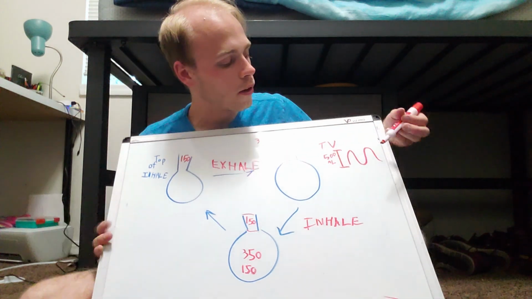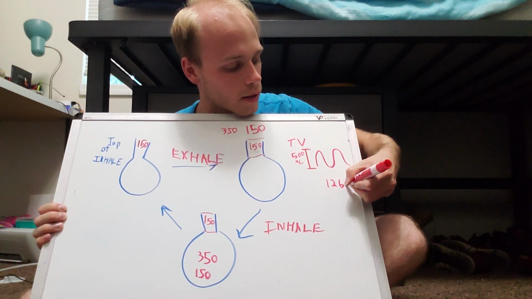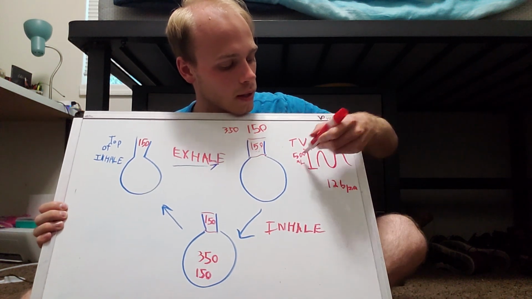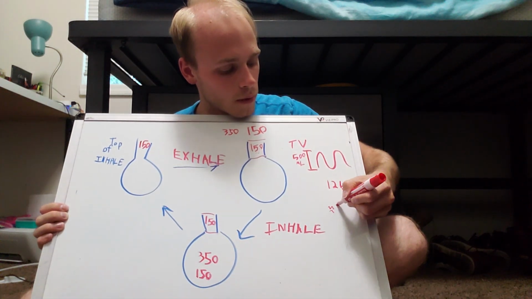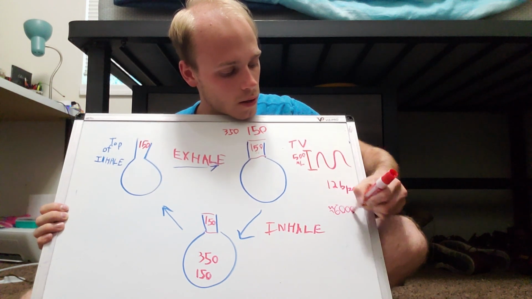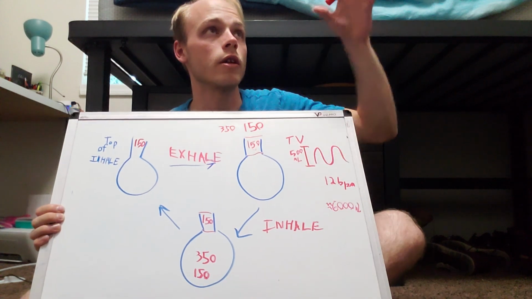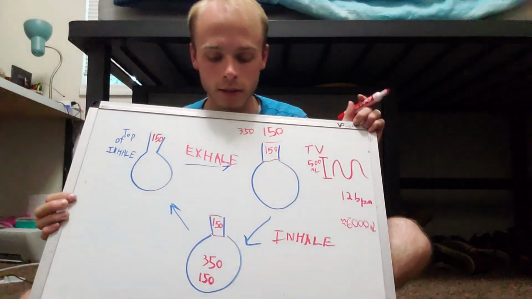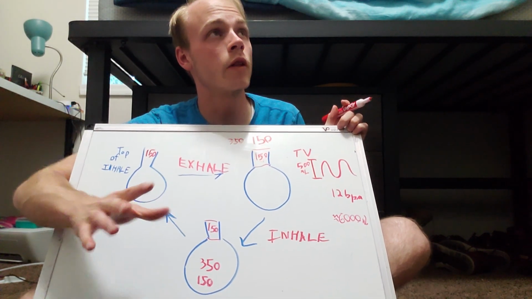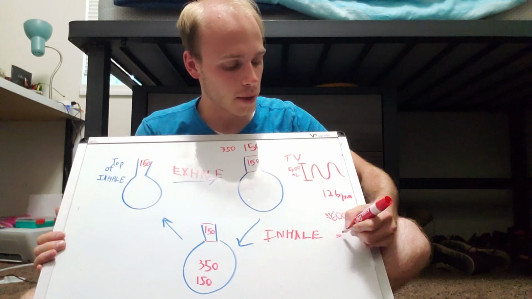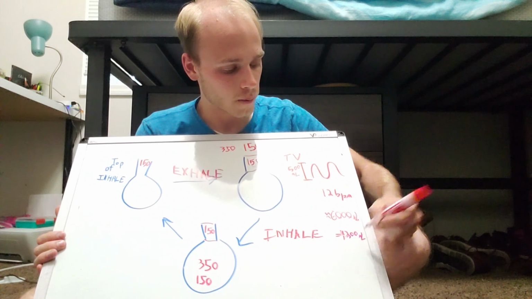So say your breath rate is like 12 breaths per minute, and this is 500 milliliters per breath. That ends up being 6,000 milliliters of air going into your lungs and out of your lungs per minute. But only 350 of that is actually useful air. So that ends up being 4,200 milliliters of fresh air.